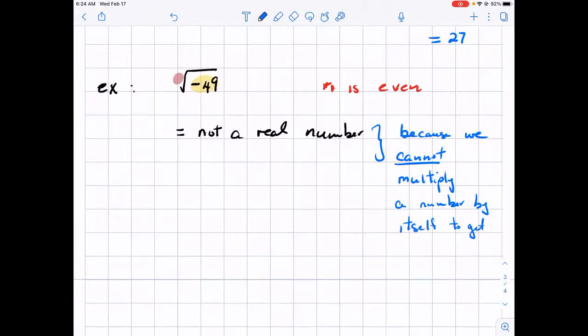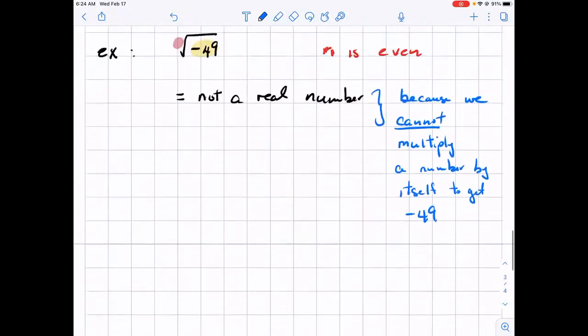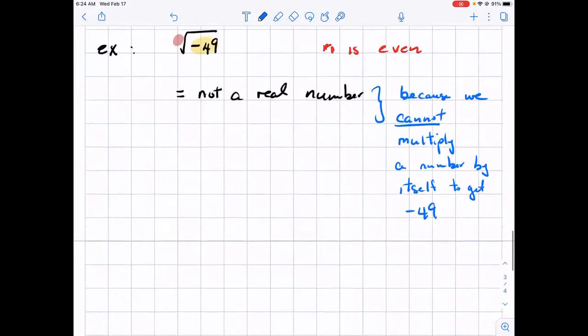And I know you're thinking, well, what happens if we take negative 7? Well, negative 7 times negative 7 gives positive 49. So it is not negative 7. And if you take a positive 7 and you multiply it by a positive 7, that also gives you positive 49. Remember, the key is that you have to multiply that number by itself.